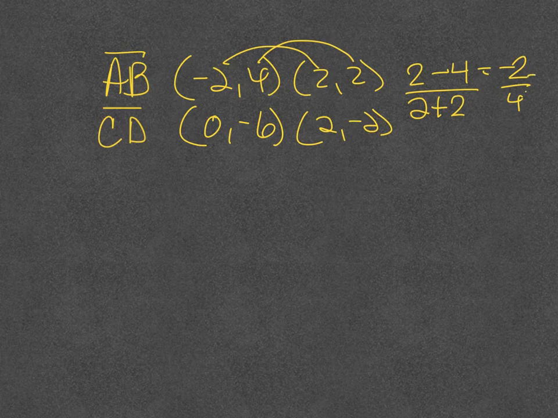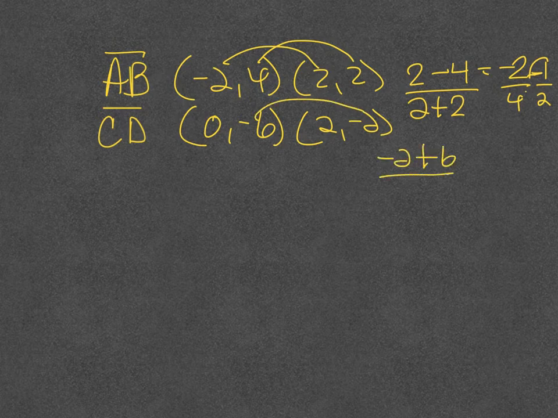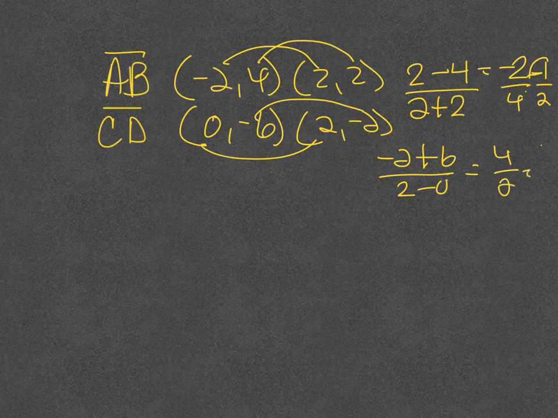So it's going to be negative 2 over 4, which is negative 1/2. All right, let's do this one. We got negative 2 minus negative 6, and then 2 minus 0. So this is going to be 4 over 2, which is 2. All right, so this one is negative 1/2, and this one's 1/2.